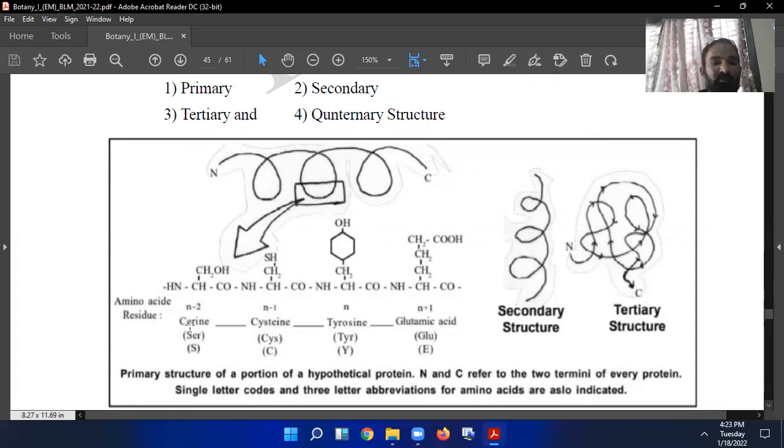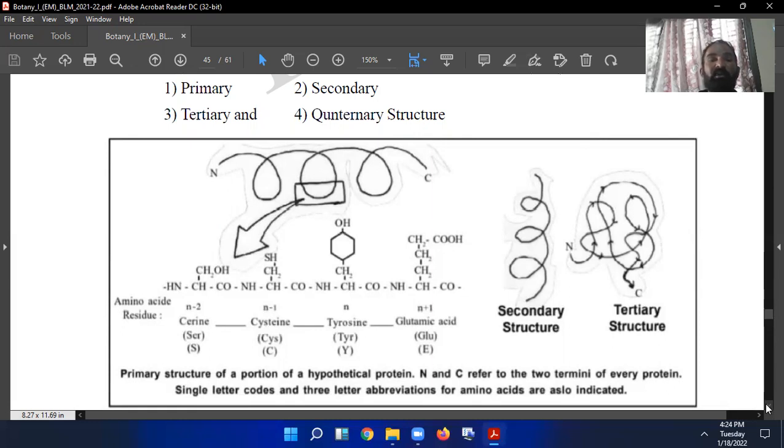Just see here, one amino acid, serine, is attached with cysteine. The cysteine amino acid is attached with tyrosine, and the tyrosine amino acid is attached with glutamic acid. So these amino acids are arranged in a chain-like structure. This chain-like arrangement of the amino acids is nothing but the primary structure of the protein. Primary structure of the protein.